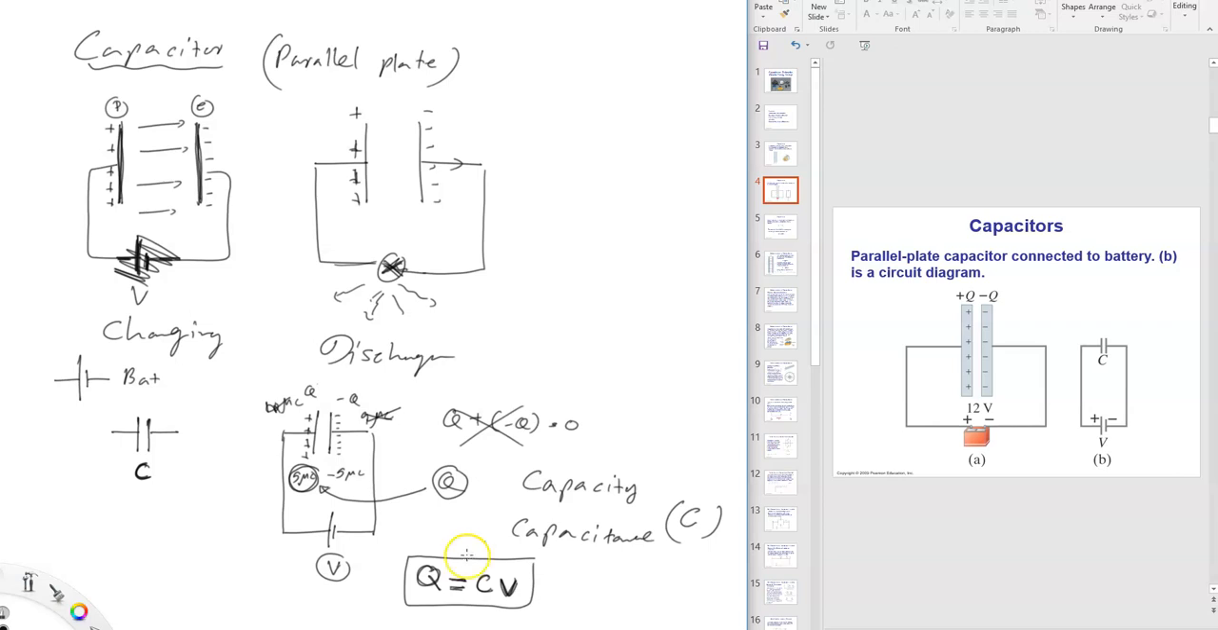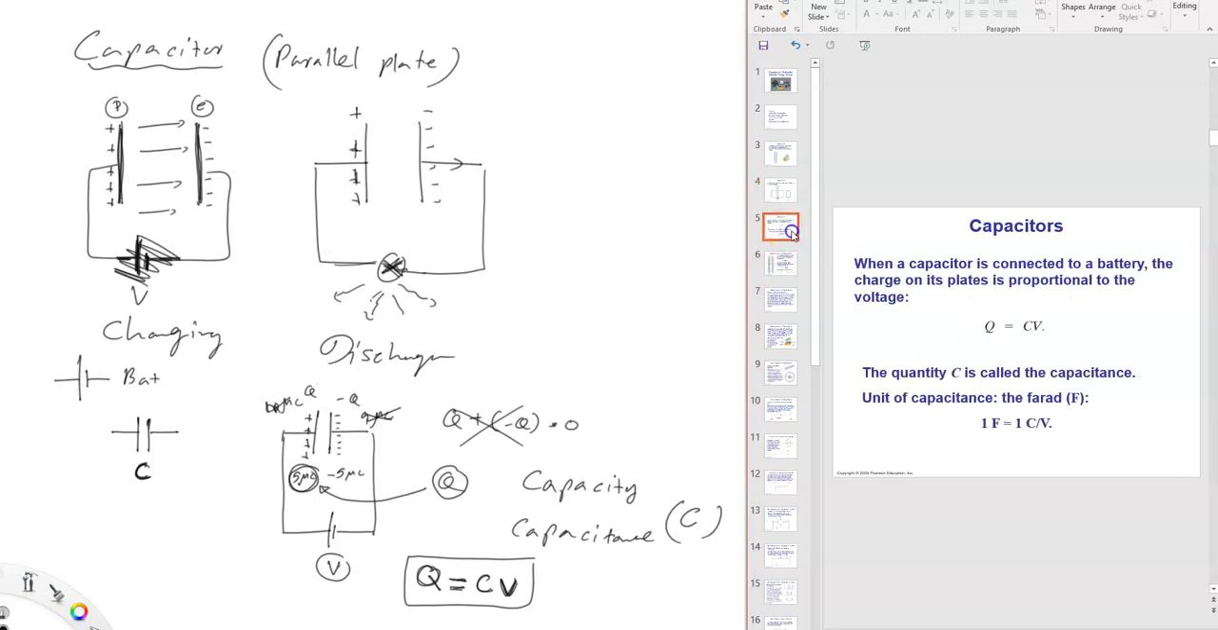Alright, so let's go to the next slide. So what is this quantity C called the capacitance?